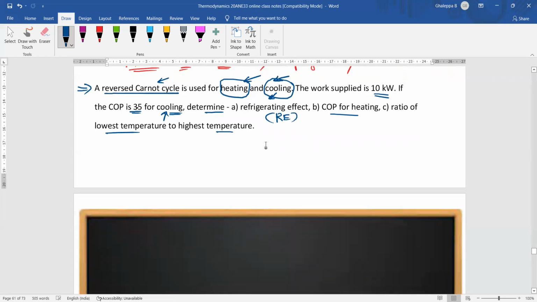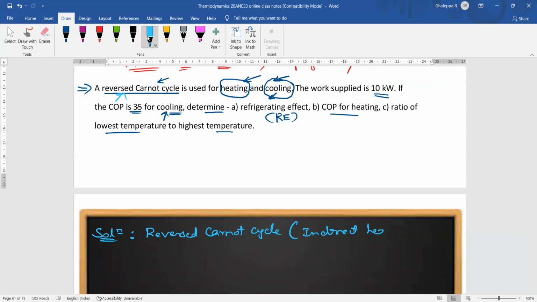So I will write the solution here. Let me write the given data also. Okay, first write the given data solution. First, assume it is a reversed Carnot cycle. The reversed Carnot cycle means it is an indirect heat engine. Okay, there are two types of engines, right? Direct heat engine and indirect heat engine. So it is an indirect heat engine. So this is used for heating and cooling as well.